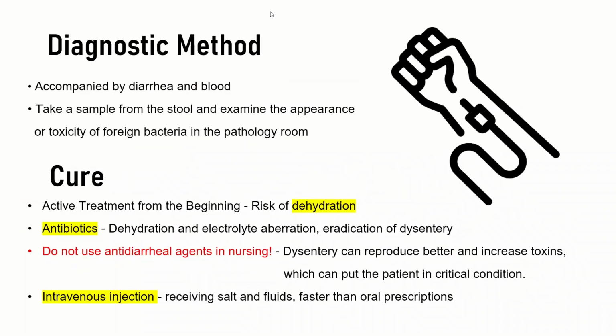Dysentery can be diagnosed by taking a stool sample and examining it for appearance or toxins in the pathology lab. Dysentery is accompanied by diarrhea and blood. Since dysentery carries a risk of dehydration, it should be actively treated from the beginning. Antibiotics and intravenous fluids can also be given, but antidiarrheal drugs are prohibited. Dysentery bacteria can reproduce better and increase toxins, which can make the patient's condition worse.